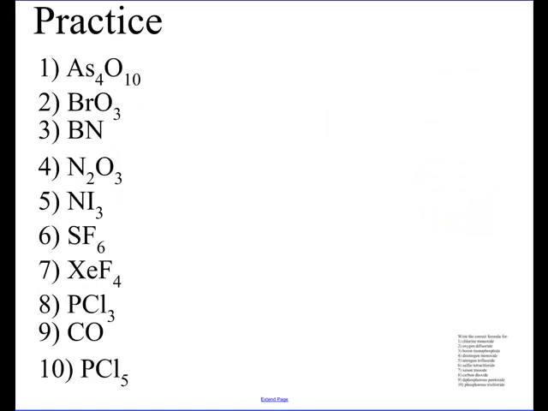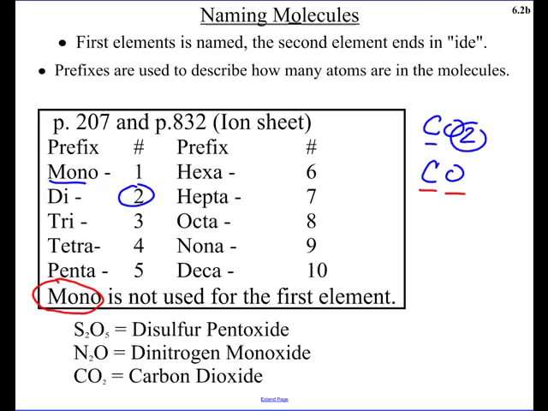So let's look at a couple. Look at this first one. As is arsenic, and the number is 4. What's the prefix for that? Tetra. Tetraarsenic. Now, what's the prefix for 10? Deca, okay. If you don't have this written in your journal yet, you probably should write those prefixes in your journal. All right, because I'm just going to try and do these without going back and forth to that sheet.